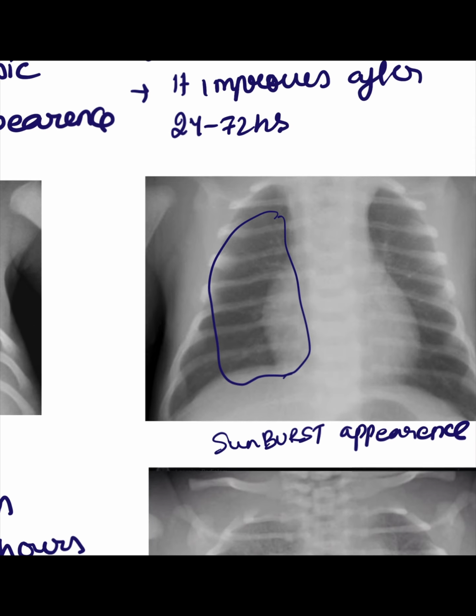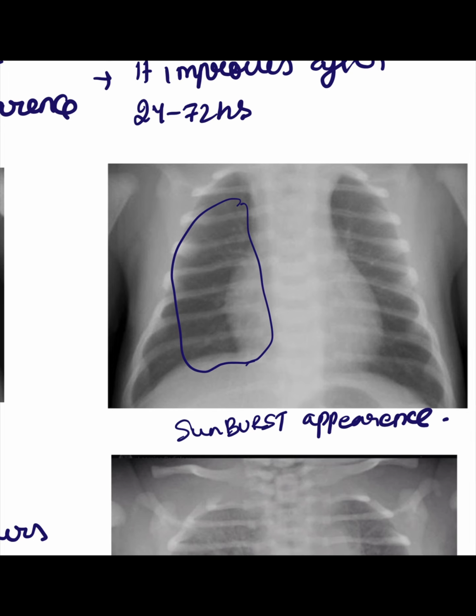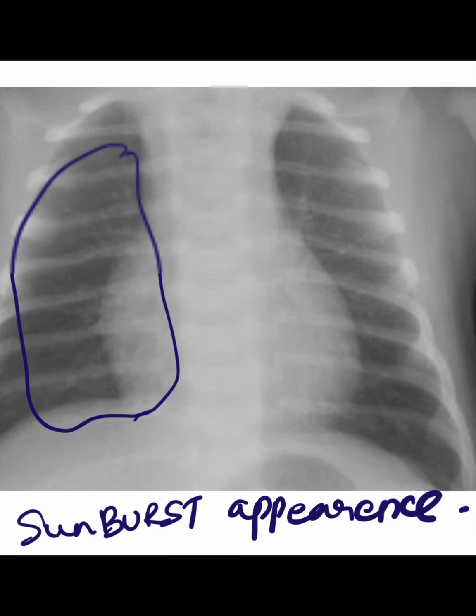Now if you look at the X-ray of a TTNB baby, there'll be a classical sunburst appearance, meaning perihilar streakiness. If you look at the perihilar region, you will see sun rays coming out. It's like a sunburst appearance.